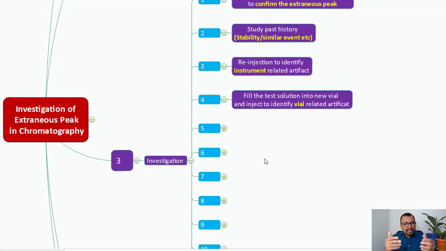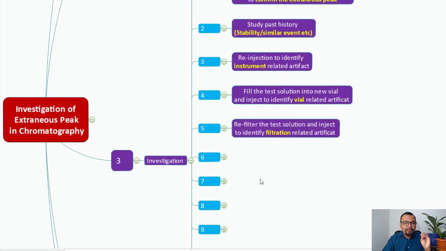Second can be to fill the test solution into a new vial. Again use the same available test solution, but use a new clean HPLC or GC vial, and then inject to identify whether the vial was the culprit, whether the extraneous peak was because of vial contamination. To rule out vial contamination, re-inject the same test solution using another fresh HPLC vial or a new GC vial with suitable septa.